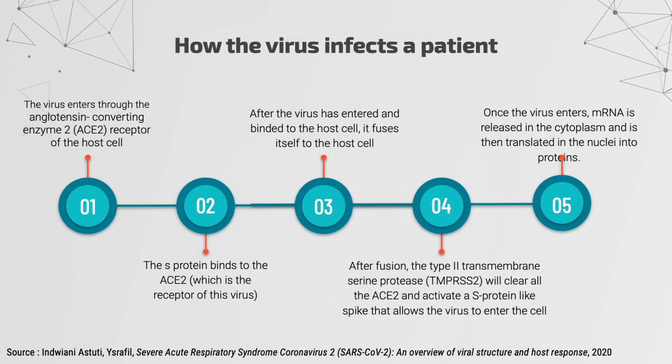The fourth step, after they fuse, the type 2 transmembrane serine protease, or TMPRSS2, will cleave the ACE2 and activate the S protein, so it will act like it has a spike around the infected cell, which would allow the virus to fully enter the cell. So lastly, once the virus was able to fully enter the cell, they would release the mRNA of the virus into the cytoplasm, and then it will be translated into proteins. So it would infect the nuclei of the host cell, which would make it an infected cell.